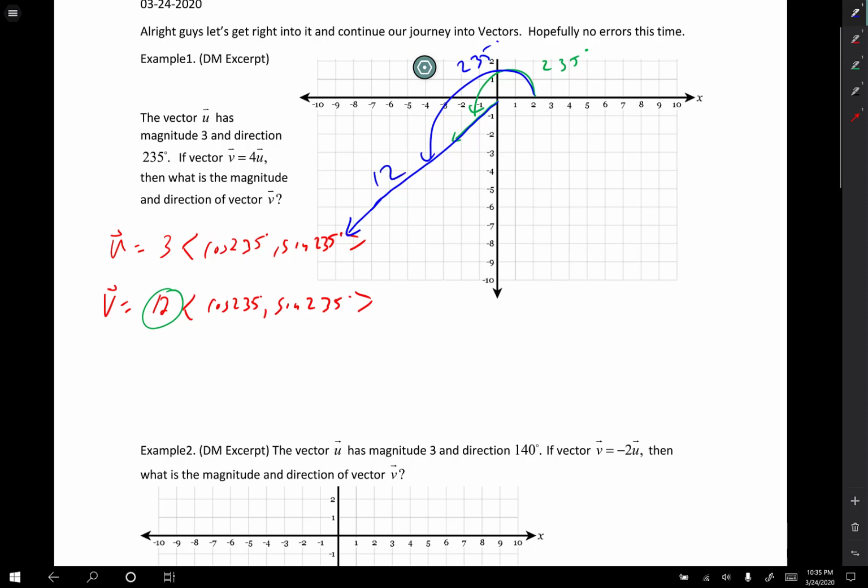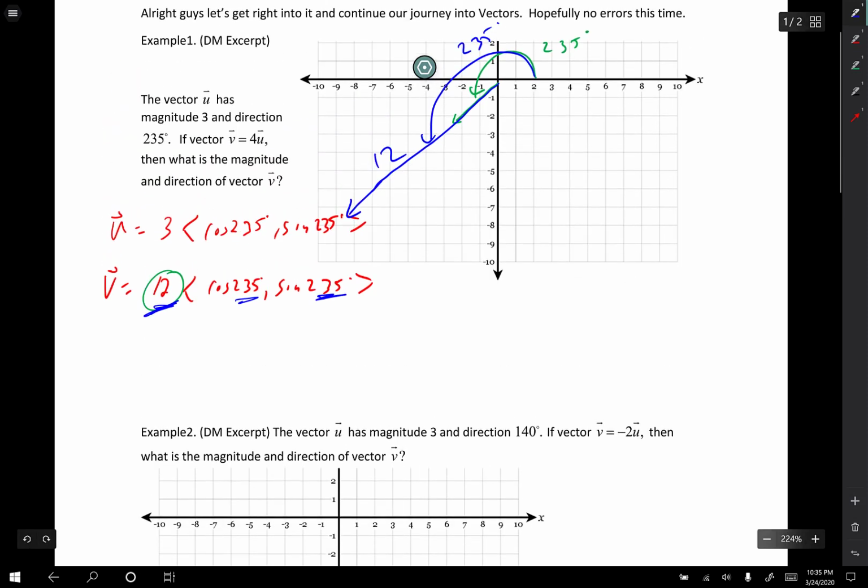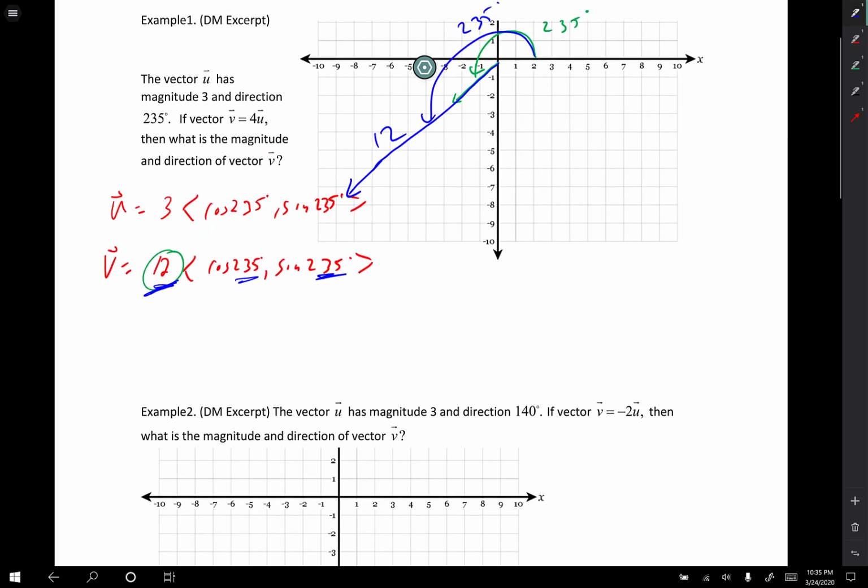So hopefully that made sense, guys. Well, then what is the magnitude and direction of vector v? Well, the magnitude is 12, and the direction is 235 degrees. I hope that made sense. I don't see anything else. I don't see anything tricky there, guys. Unless I misunderstood. No, everything looks pretty straightforward.